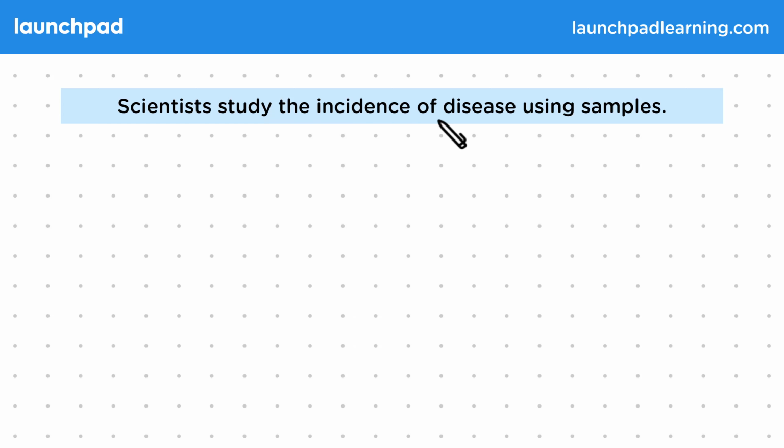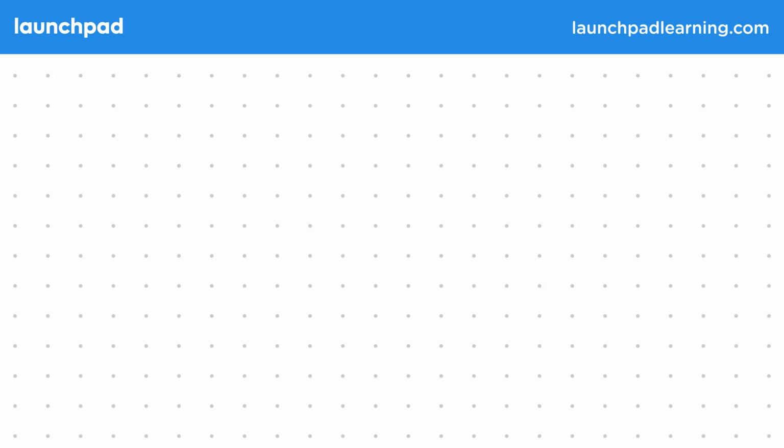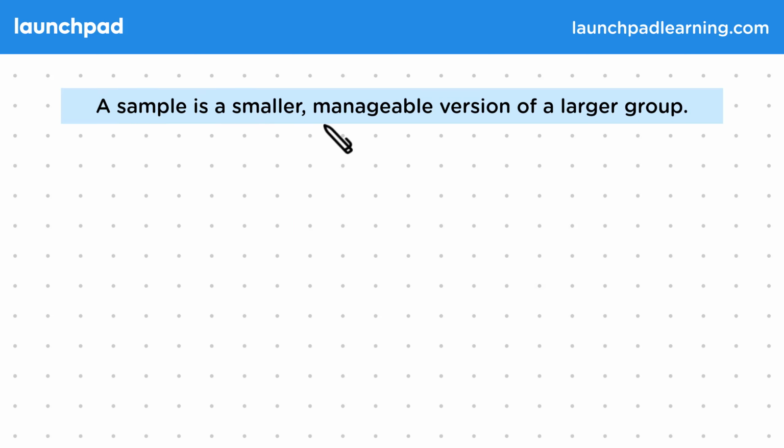Scientists study the incidence of disease using samples. Scientists use medical records and also medical research. So, what are samples? A sample is a smaller, manageable version of a larger group.